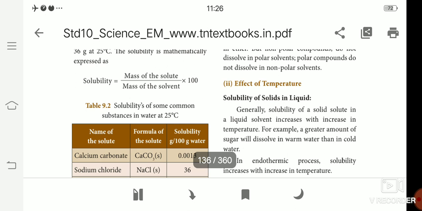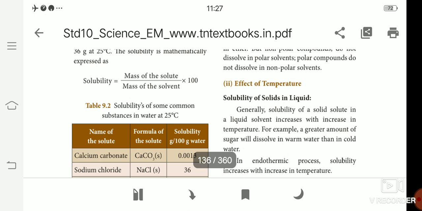Then another factor is the effect of pressure. In the effect of pressure, we look at the solubility of a gas in a liquid. When the pressure decreases, the gas solubility decreases, and when the pressure increases, the solubility of gas increases.